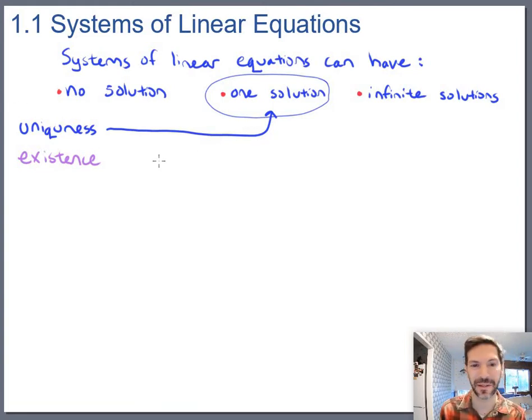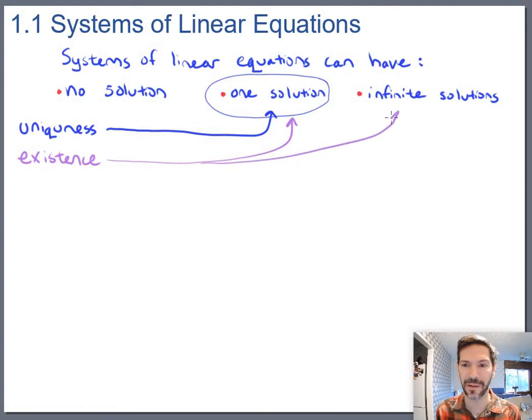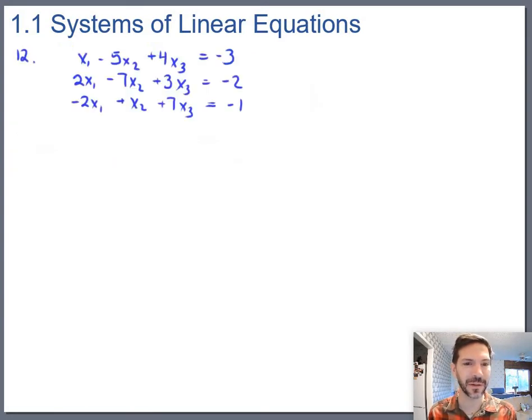And the idea of existence, of course, is just, does a solution even exist, which encompasses both having a single solution and having infinitely many solutions. So really those words come out of solving it. Once you solve, you'll know if the system has uniqueness and if it has existence of solutions. So those are the two vocab words. The book will ask you about a few of those in your homework. But let's go ahead and actually move on to doing some computations.